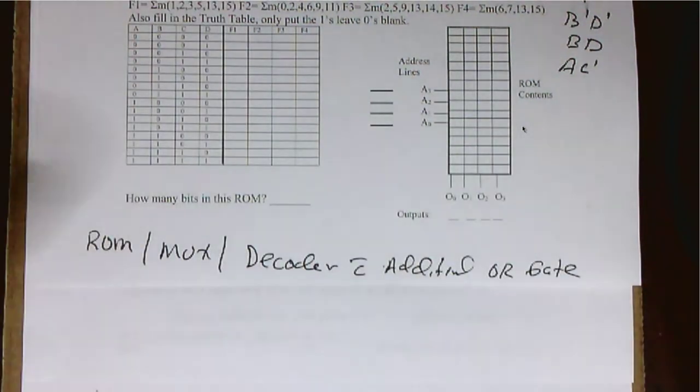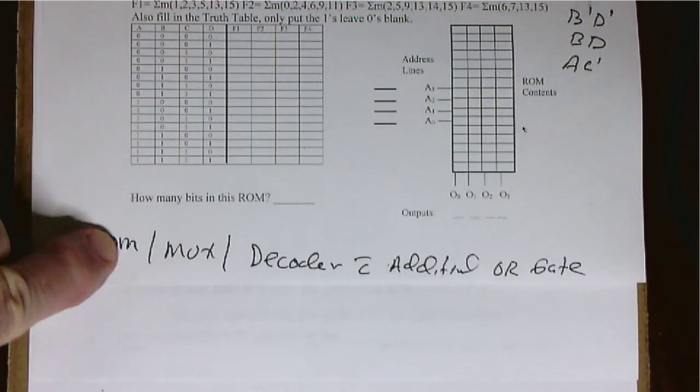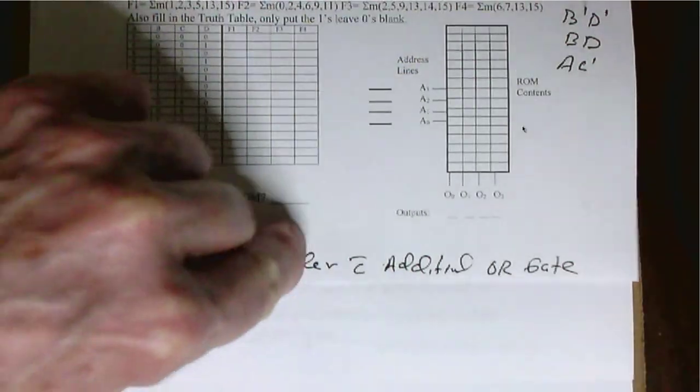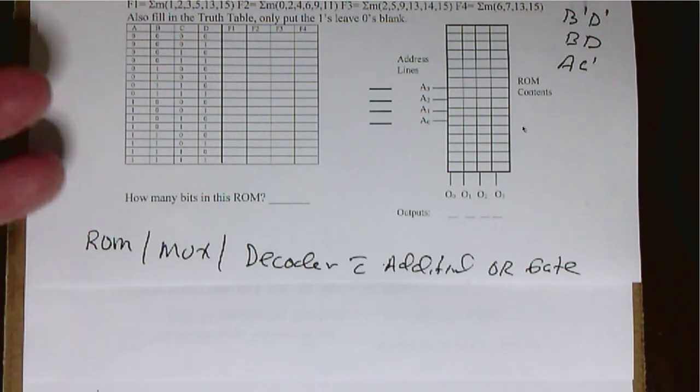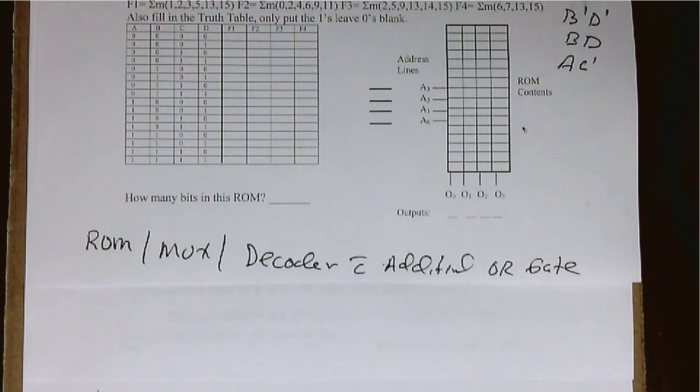I'm going to give you one of those three problems. So you have to be prepared for the ROM, the MUX, and the decoder with an additional OR gate. I'm not going to tell you which one you're going to get. You're going to get one of those three. So you must be ready for all three, otherwise you'll be in trouble. Don't assume it's going to be a ROM. I'm working out a ROM for this problem, and I'll work out a MUX, and I'll work out a decoder. If you know how to solve all three of those, you're in great shape.